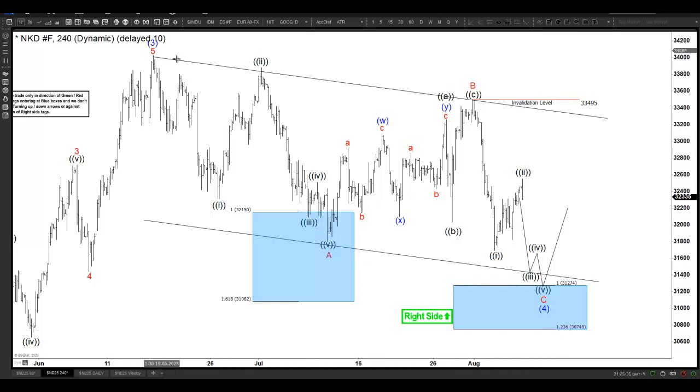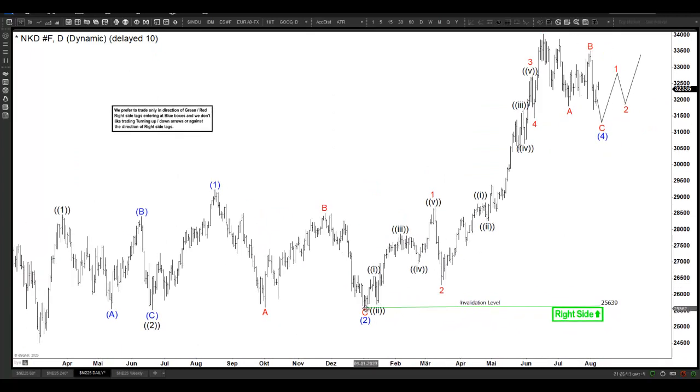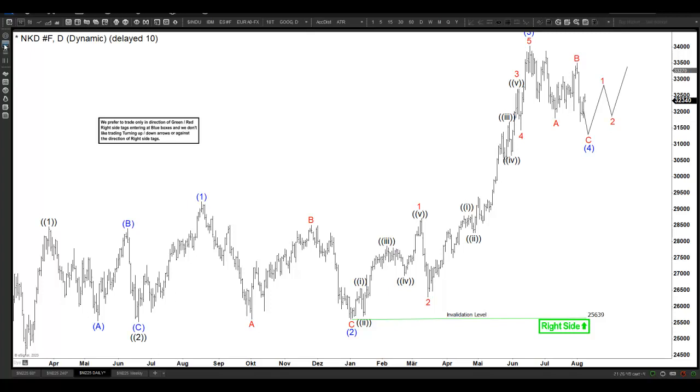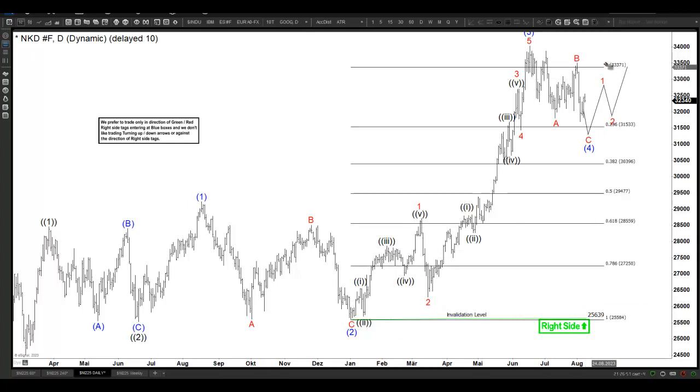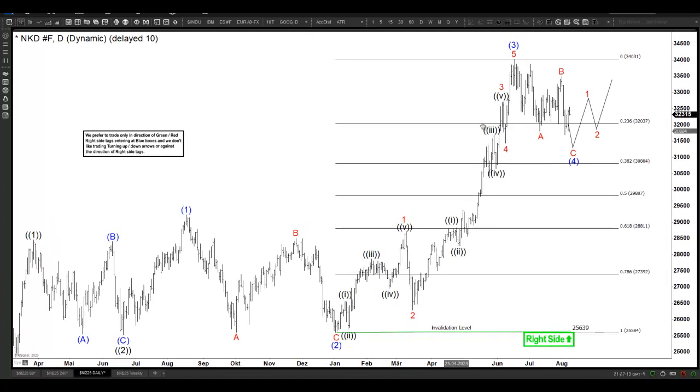In larger perspective, this pullback in wave 4 is a correction against the lows from January at 25,639, and if this is wave 4, then typical retracement is towards 0.236, 0.382. The minimum retracement has been reached already because it is 32,037, but it can reach even deeper towards 30,804, but should not go below 0.5, which is 29,07. So this is the larger perspective here in daily, pullback in wave 4, but we show here right side take.